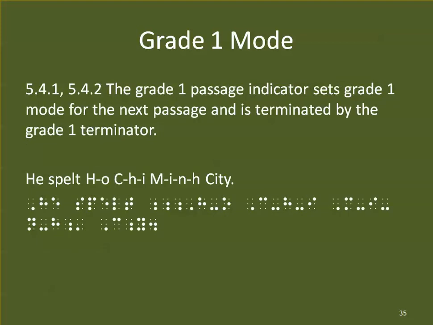The grade 1 passage indicator sets grade 1 mode for the next passage. And again, a passage is 3 or more symbol sequences. We always have to terminate passages. We terminate that with a grade 1 terminator. So we have, he spelled Ho Chi Minh City. Ho Chi Minh is 3 symbol sequences. And so we're going to use a grade 1 passage indicator, 3 cells of dots 5, 6, meaning stay in grade 1 mode until we tell you to stop. So we've told the reader to stop after the H in Minh, and that is, again, dots 5, 6, and then dot 3.